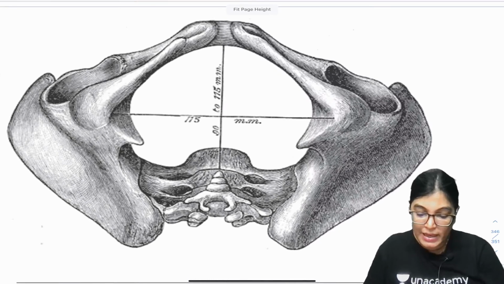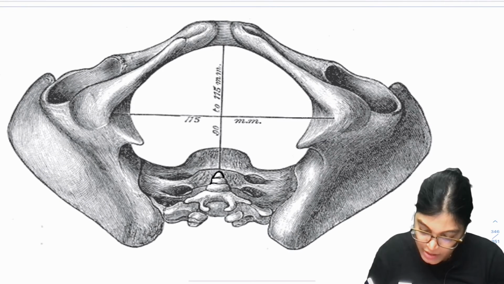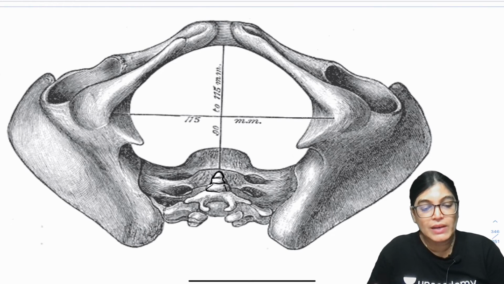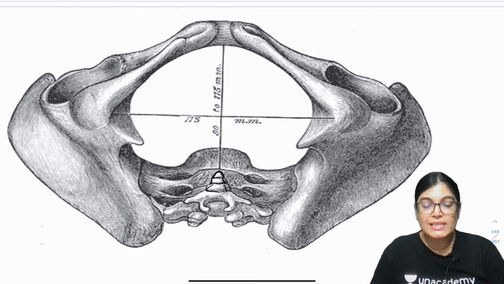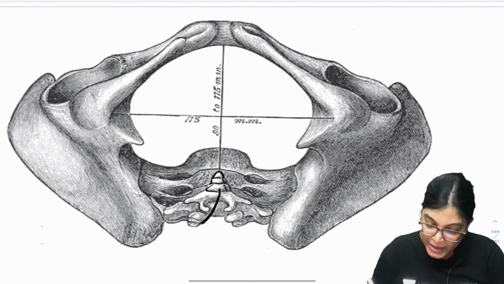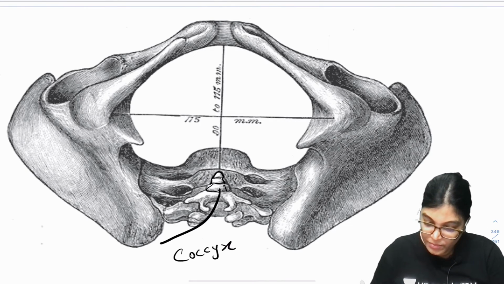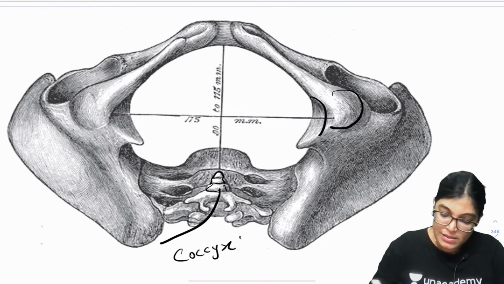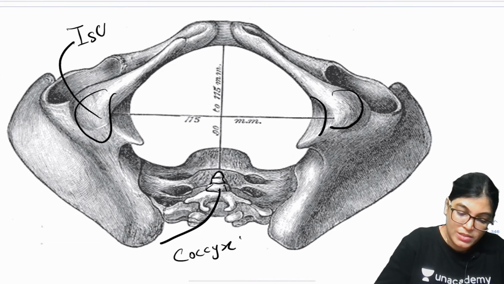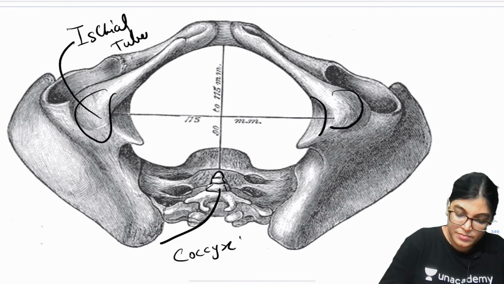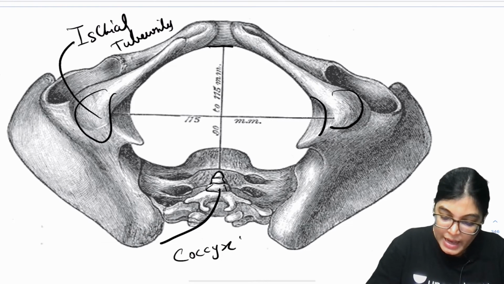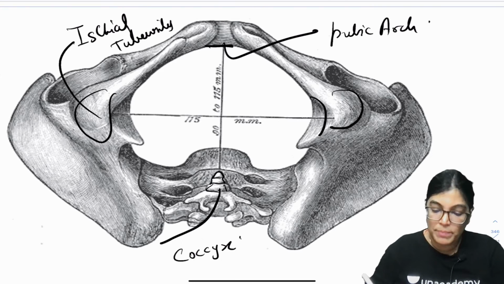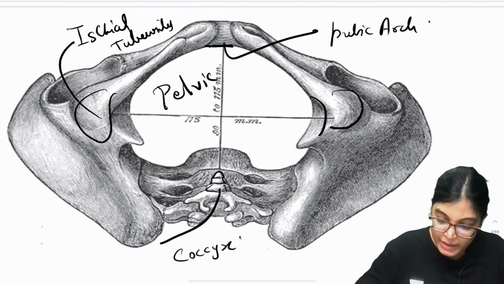Now talking about the outlet. Can you see here, this bone is the coccyx bone. The pelvic outlet, which you can also call the sagittal outlet, is bounded posteriorly by the coccyx, laterally by the ischial tuberosities, and anteriorly lies the pubic arch. So this is the pelvic outlet.